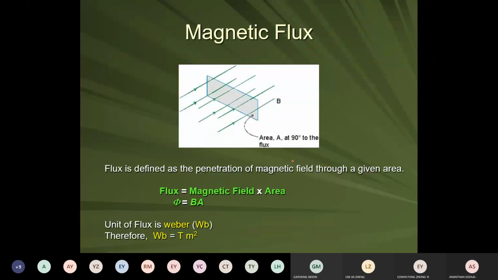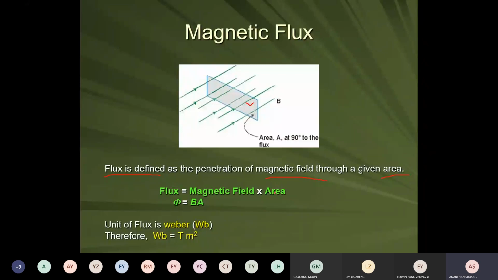The first thing we need to understand is something called magnetic flux. This is the first quantity to be introduced in induction. What is magnetic flux? Magnetic flux is defined as the penetration of magnetic field strength through an area. It's the product of magnetic field strength and a cross-sectional area, and the magnetic field strength must be normal to the surface area.